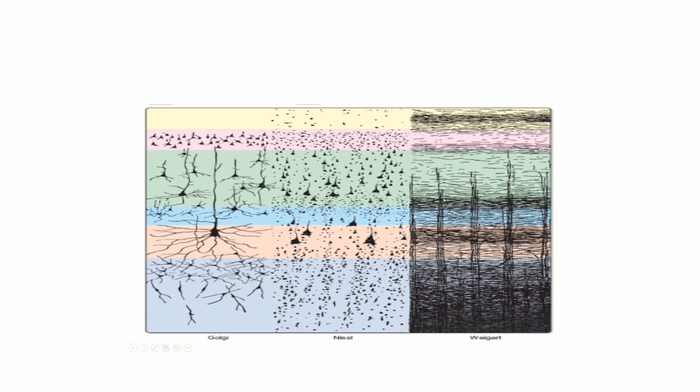And here you can see two bands. This is the outer band of Baillarger in the fourth layer, and this is the inner band of Baillarger in the fifth layer.